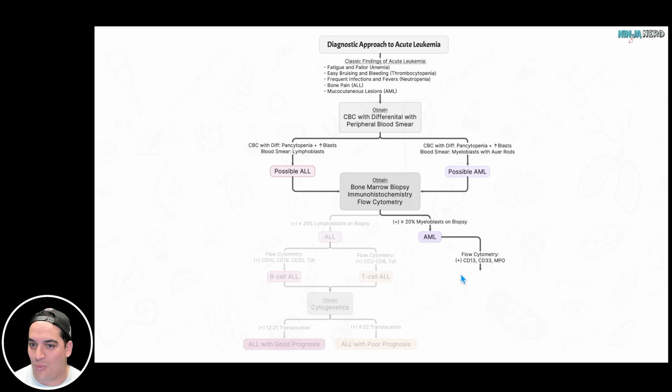What you could then do is take it a step further and get the cytogenetics. Why? Because I want to look for one specific chromosomal translocation. Remember? 15;17. If I find the 15;17, what was that associated with? Come on, spit it out. APL. All right, that was the PML-RAR alpha fusion gene.